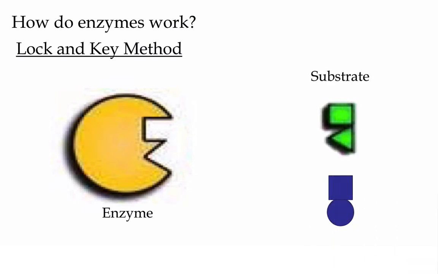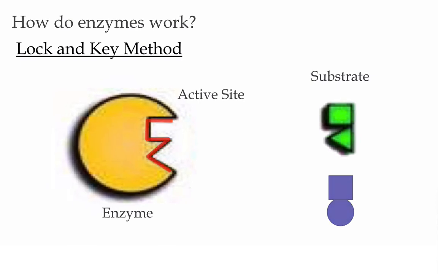We have a couple of different substrates. Now, enzymes can only work on a specific substrate. So when you look at those two, which one do you think this enzyme can work on? If you said the green one, you're right. Now, on the enzyme, we can find the active site.